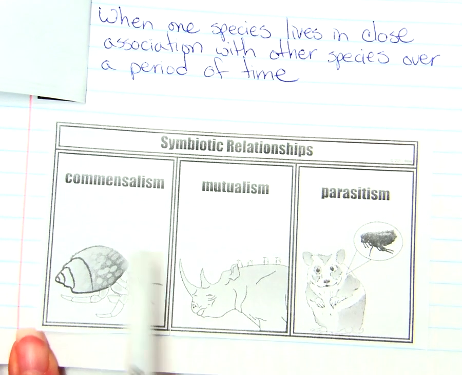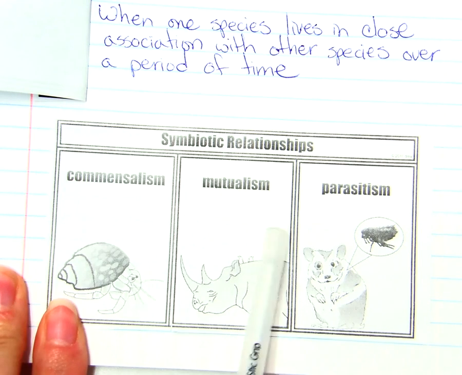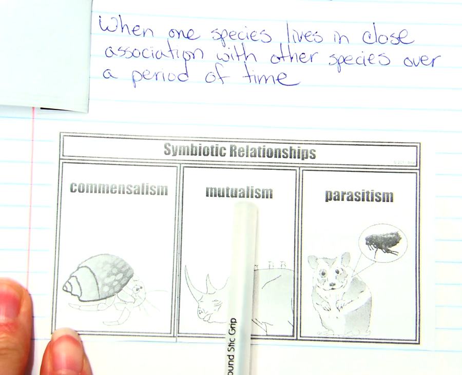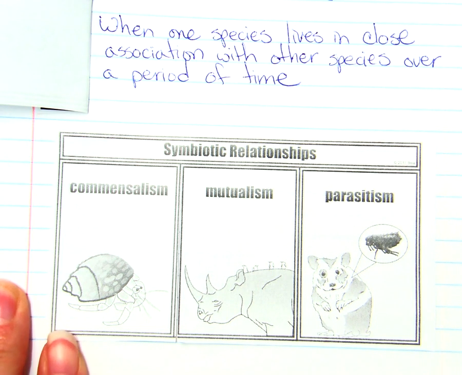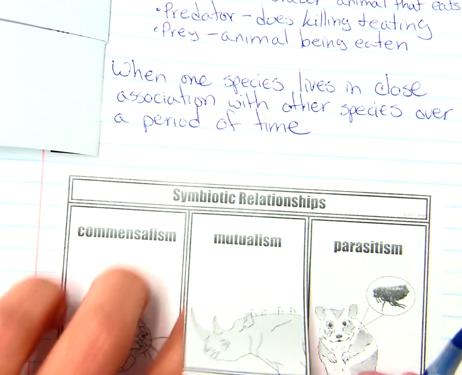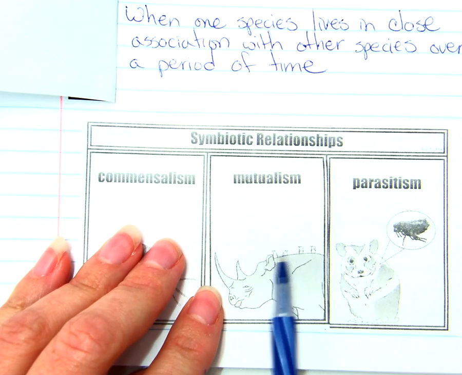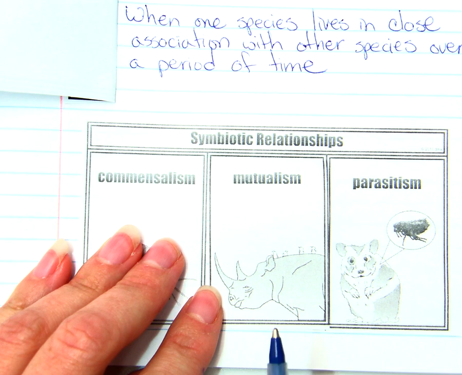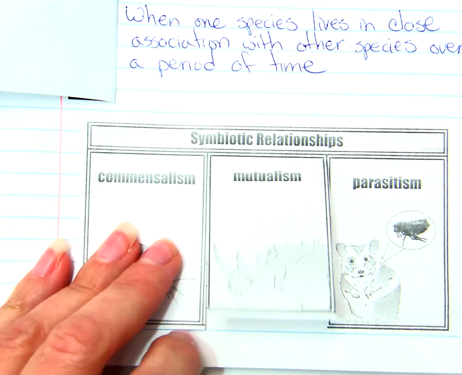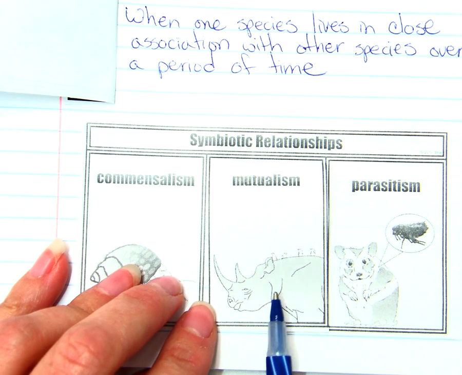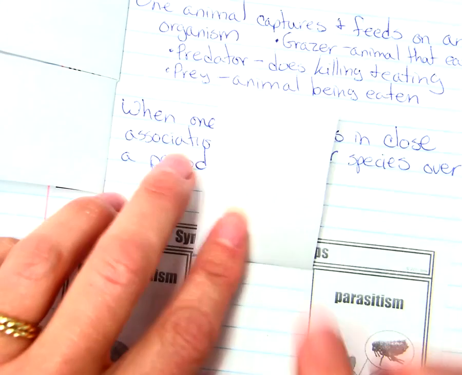Okay, our types of symbiotic relations, we have three of them: commensalism, mutualism, and parasitism. I'm going to start with mutualism, the one that's in the middle. So we're not working left to right this time. Mutualism. So here we have rhinoceros on the front. Birds are eating the bugs off of the rhinoceros, things like fleas and ticks and stuff like that. Birds get a meal, rhinoceros gets rid of the bugs and ticks and fleas that are on him.